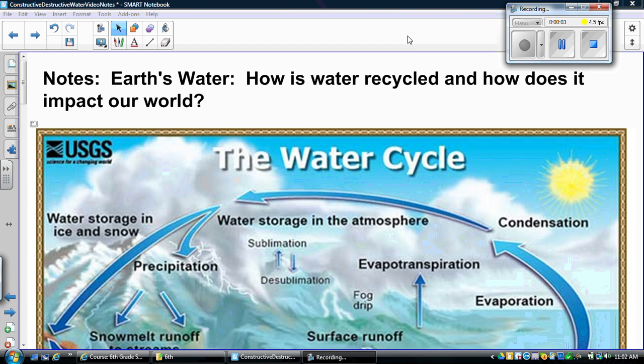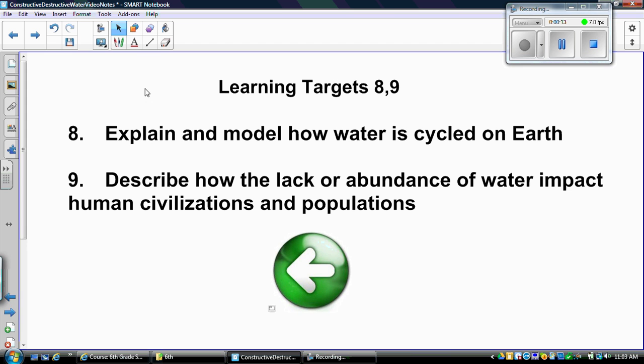Okay, now that you have a little understanding of the properties of water and our uses of water, we're going to talk about how water is recycled and how it impacts our world. So this actually has two targets, target 8 and 9. Eight is you will be able to explain and model how water is cycled on Earth. Nine, you'll be able to describe how the lack or the abundance of water impact human civilizations and populations.